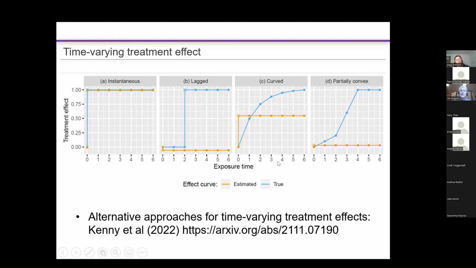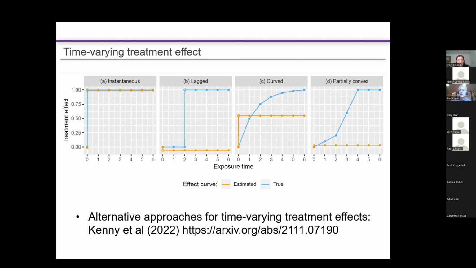While you're on this slide, there's a question about this slide. Do you have any insight as to why the instantaneous treatment model performs somewhat to expectations in the curved scenario, but so poorly in the partially convex model?